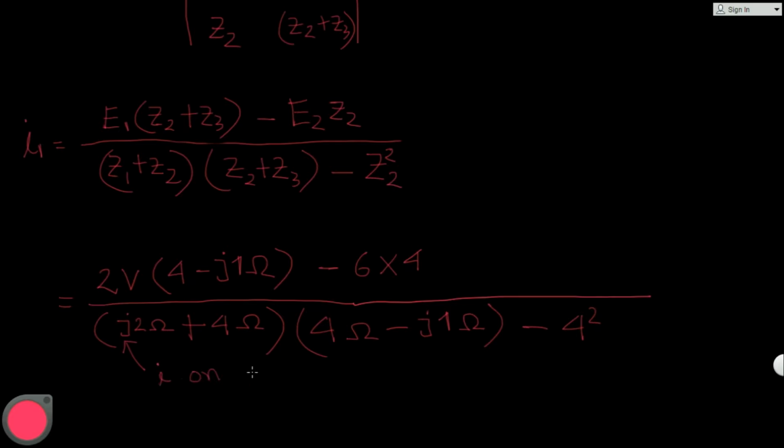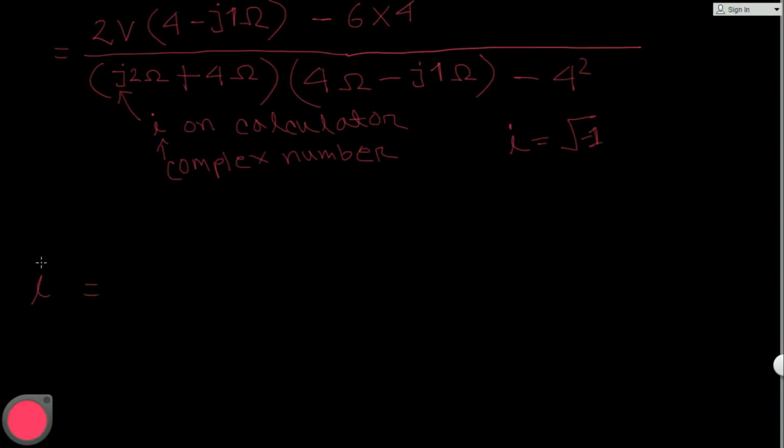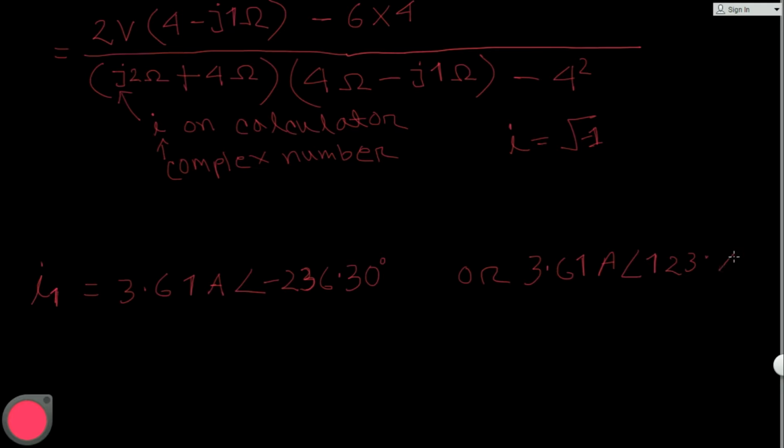Remember, this J here is i on the calculator, which is the complex number i equal to root over minus 1. So I1 equal to 3.61 ampere, angle minus 236.30 degree, or 3.61 ampere, angle 123.70 degree.